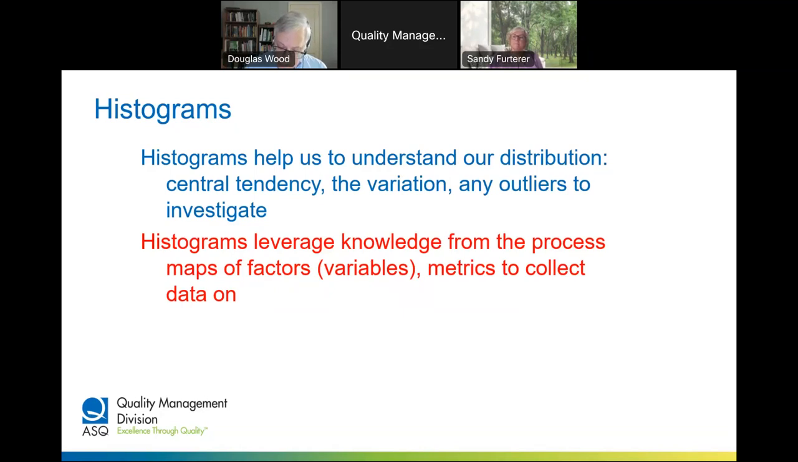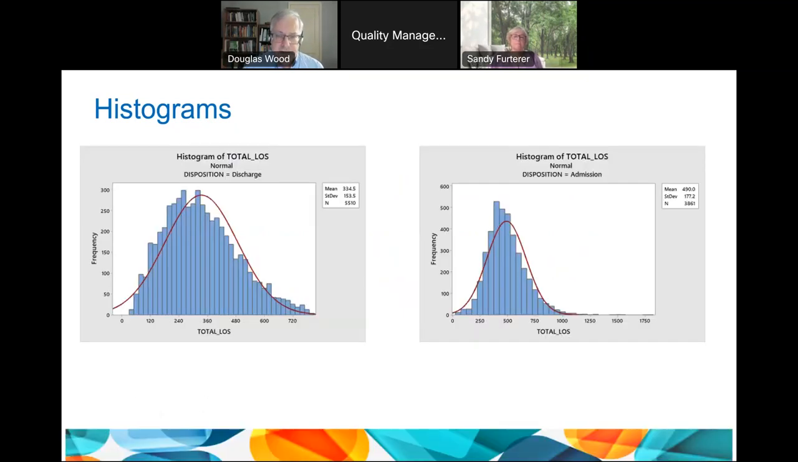Let's take a look at two sets of data. What can we see in here? Well, we can see a lot. Histograms of the data were generated for patients who were discharged from the emergency room after receiving care, and those that were admitted as inpatients to the hospitals. Additionally, a histogram was generated of patients that were held in the ED. The figures here show a histogram of the total length of stay of these two groups of patients, either discharge or admission. The histogram shows the distribution of the patients, indicating the central tendency and the graphical variation between them.